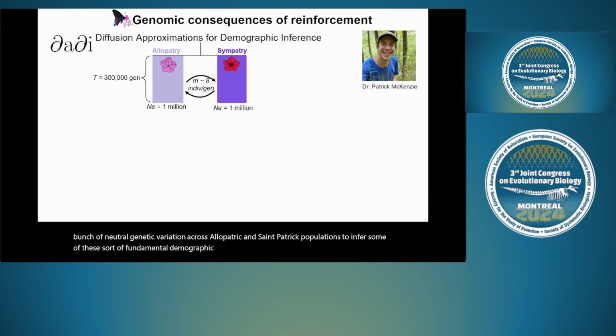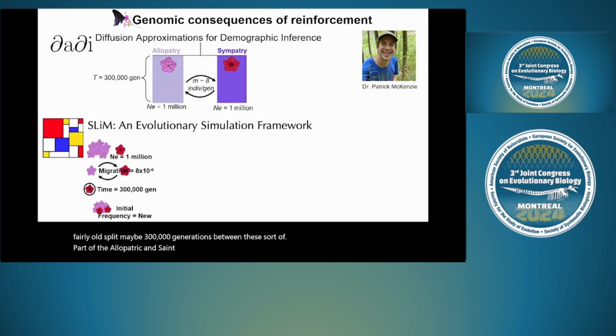I just want to point out, any of 1 million? Man, wildflowers are awesome. Okay, so we have these giant effective population sizes. We have reasonable migration between allopatry and sympatry. We've got what looks like a fairly old split, maybe 300,000 generations between the heart of the allopatric and sympatric zone.